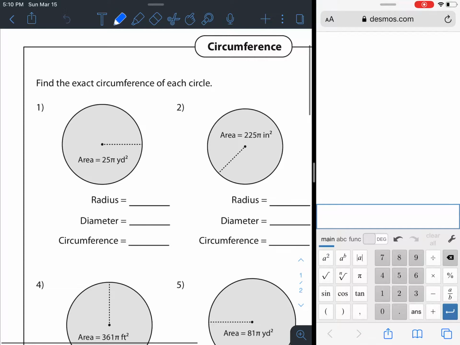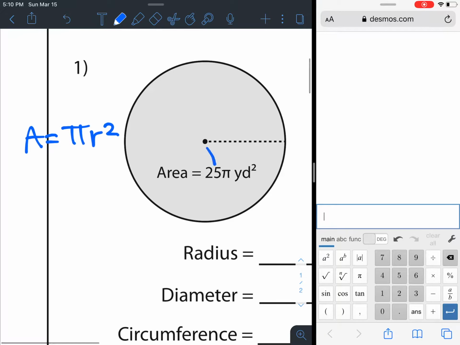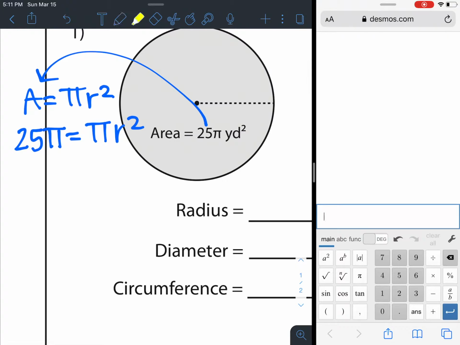All right, number 1. We're trying to find the circumference of these. They're giving you the area, so we have to use the area formula first. Area equals pi r squared. Since they gave us the area, we're replacing the A with 25 pi. So 25 pi equals pi r squared. I'm trying to solve for r, so my first step is to divide by pi.